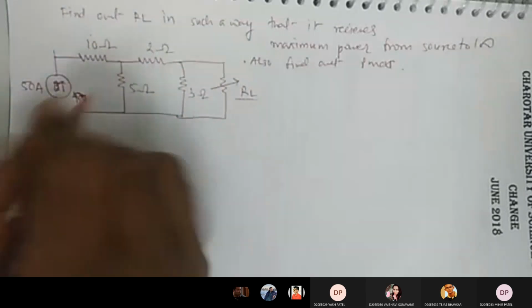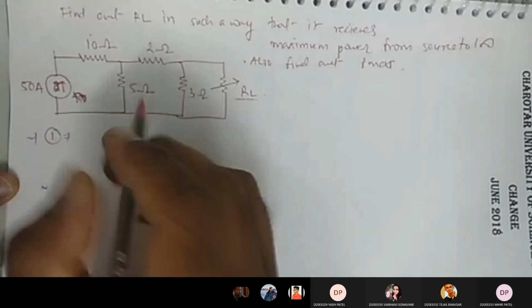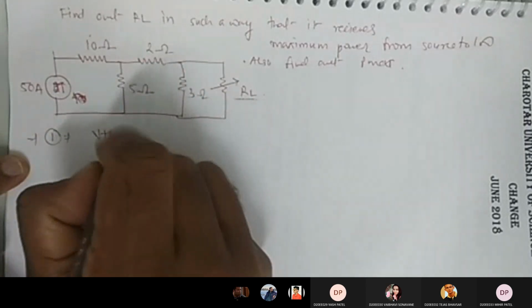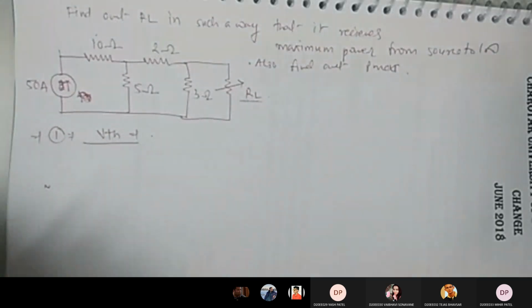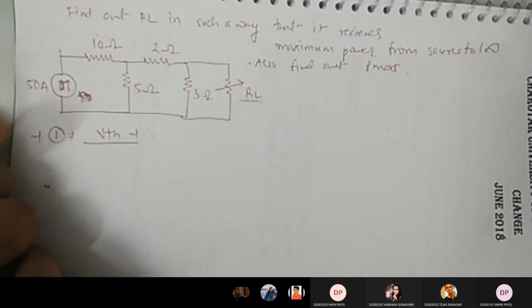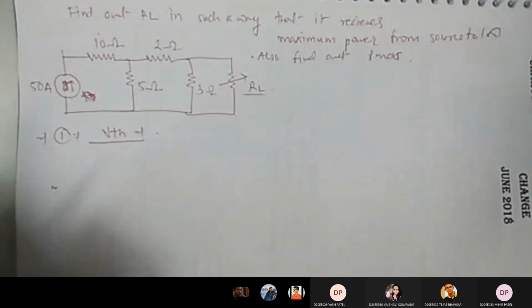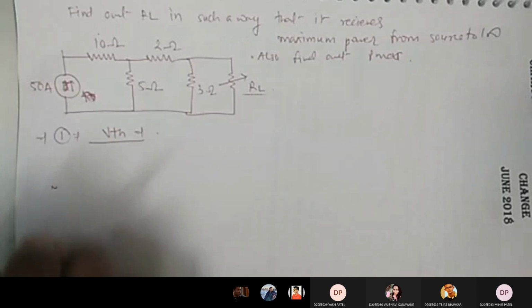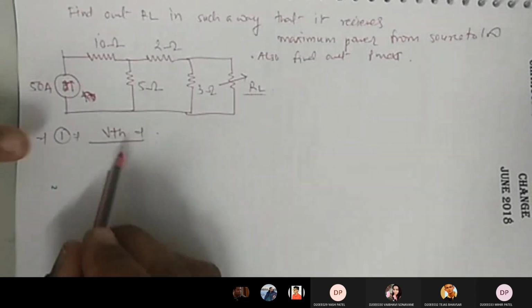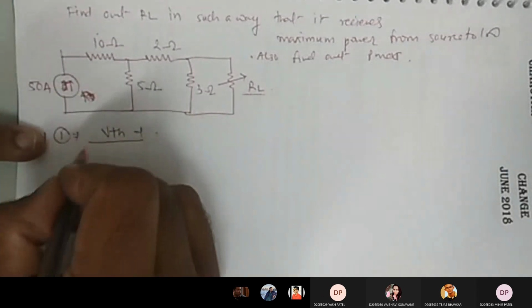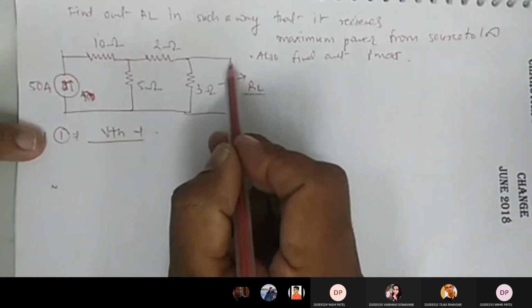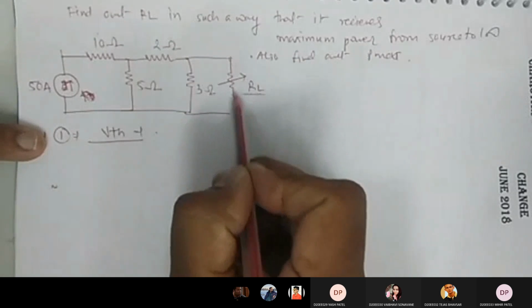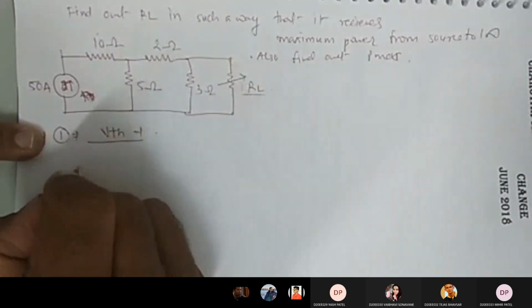So according to the maximum power transfer theorem, the first step is to find out VTH. How can we find out VTH? I'm not writing the step-by-step procedure, but we will directly jump to examples and you will know how to find these values. For finding out VTH, the procedure is to first remove the load resistor, and whatever voltage is at this side we can mark as VTH.